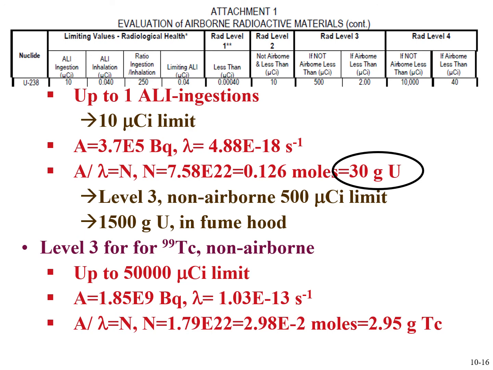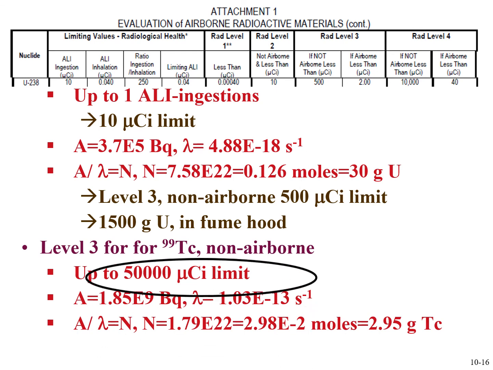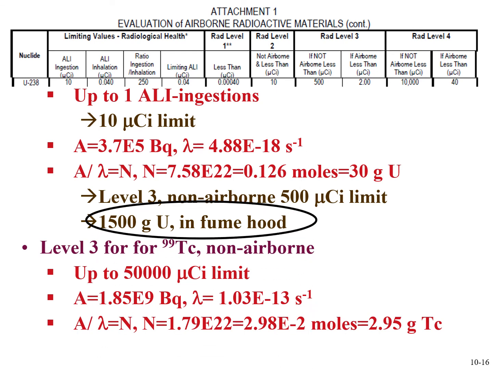What would be uranium level 3, non-airborne? If I look at the table here, I see that that is 500 microcuries. So I redo my calculation from 10 microcuries to 500 microcuries. I'm increasing that by 50 times. I need to do this in a fume hood, but now I can work with 1,500 grams of uranium.